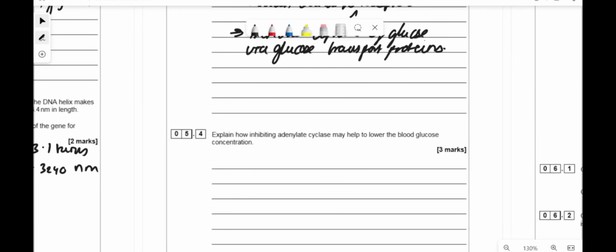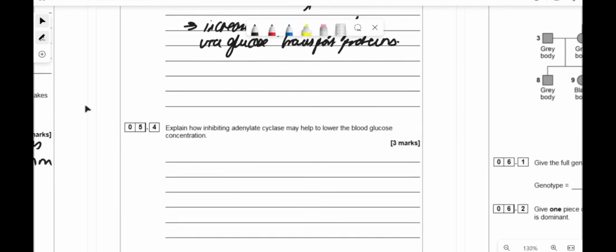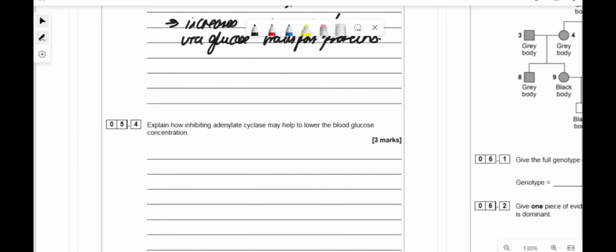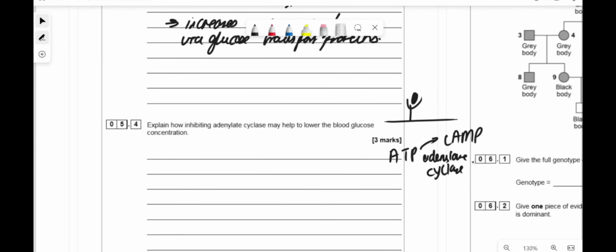Right. So explain how inhibiting adenylyl cyclase may help lower the blood glucose concentration. This is talking about the second messenger model. So what happens is that glucagon binds to a receptor. So imagine you've got your cell membrane, you've got your receptor here, and this is glucagon binding to it. It activates an enzyme called adenylyl cyclase. Adenylyl cyclase converts ATP into cyclic AMP, known as cAMP. This cAMP activates something called protein kinase A. And protein kinase A activates enzymes that break down glycogen into glucose.